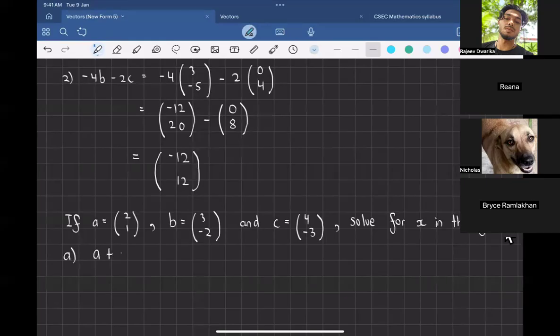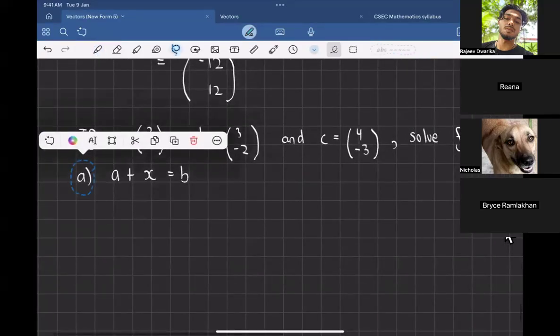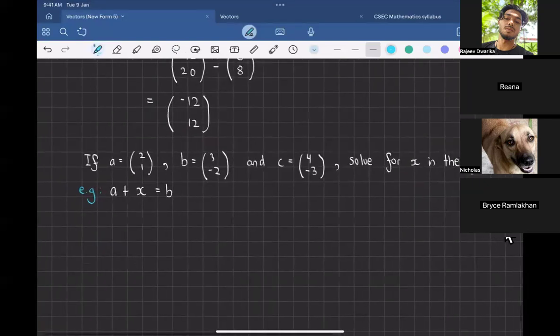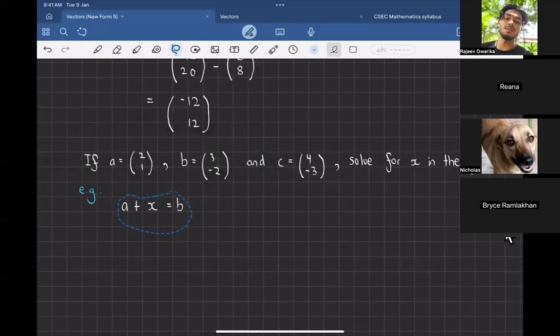So the first one I want you to find X. I'll do one with you all, and then I'll give you all the rest to do. So A plus X is equal to B. All right. And this is the example, right? Nicholas, you have to come out of the depressed state.